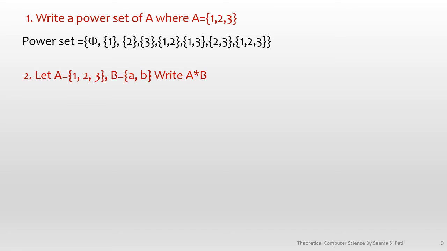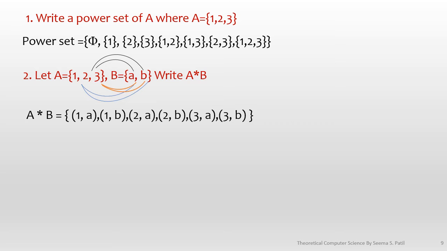Second example is, let A equal to {1, 2, 3} and B equal to {a, b}. Write A star B. Now, how to write A star B? Take the combination of first element with another set, second element with another set and third element with another set. You can write in this way. So A star B equal to (1, a), (1, b), (2, a), (2, b), (3, a), (3, b).